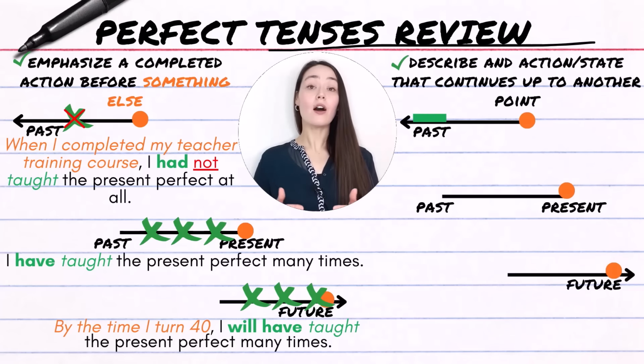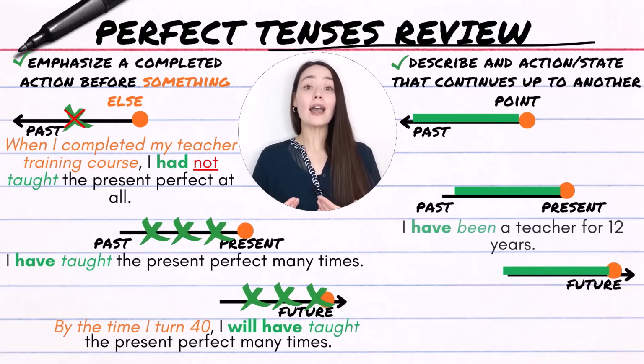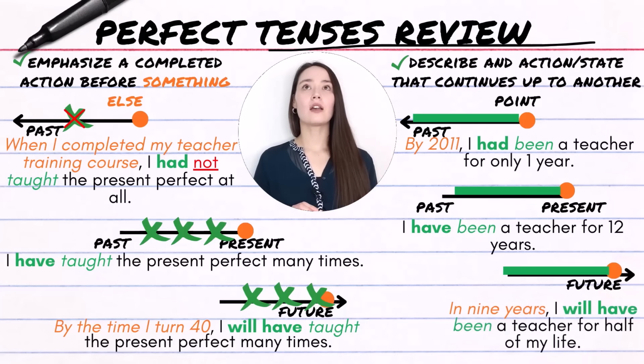The perfect tenses also describe an action that continues up to another point. Present perfect. I have been a teacher for 12 years. Up to now. By 2011, I had been a teacher for only 1 year. In 9 years, I will have been a teacher for half of my life.